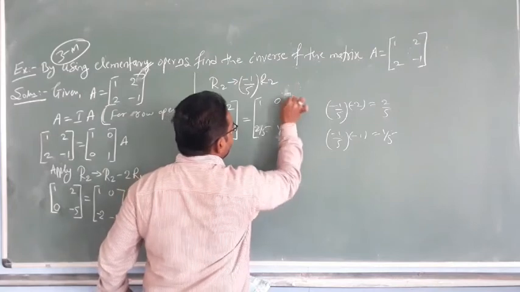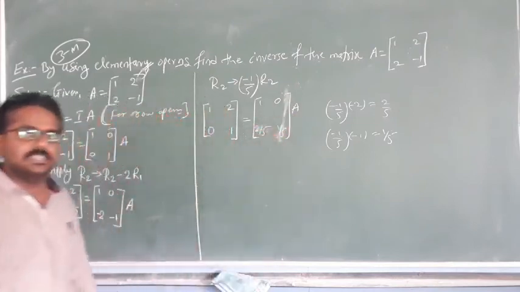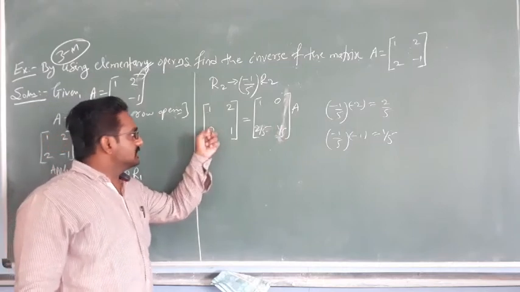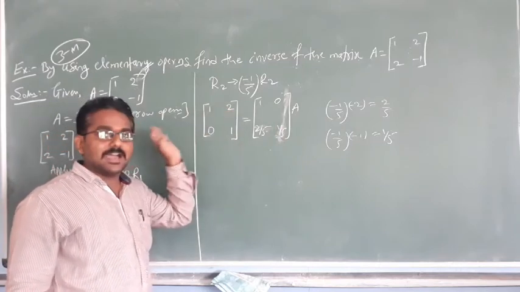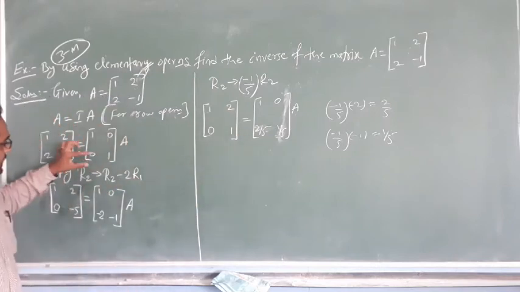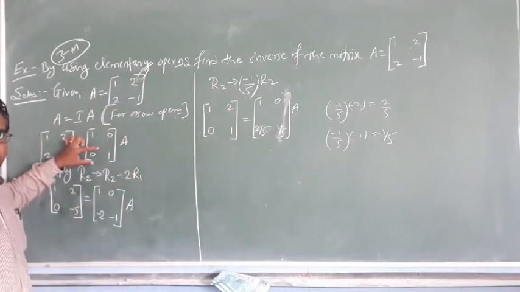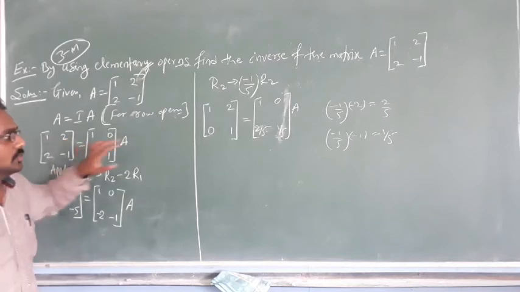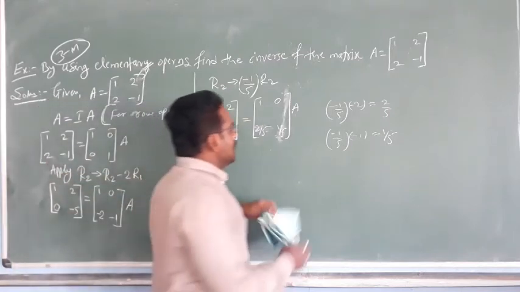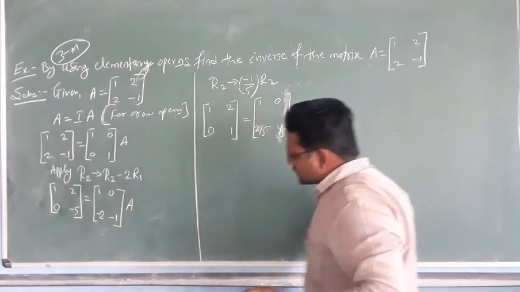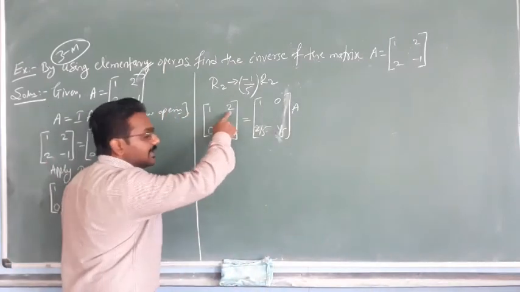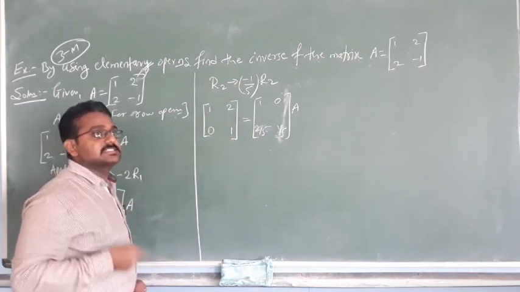1 by 5 into the matrix A. So already in the LHS part we obtained 1, 2, 0, 1. The R2 row has become the same as that of the identity matrix of the second order. So you have to generate the 1, 0 in the first row also. Okay, 1 is already there, but the second element is 2. You have to regenerate this one.